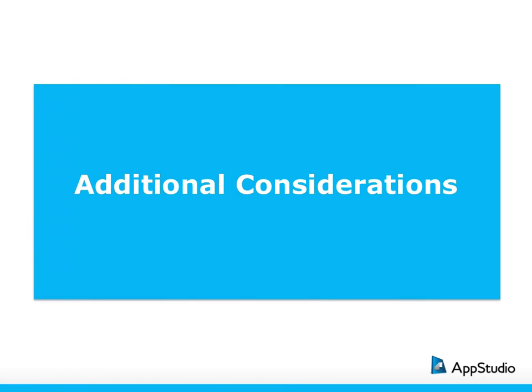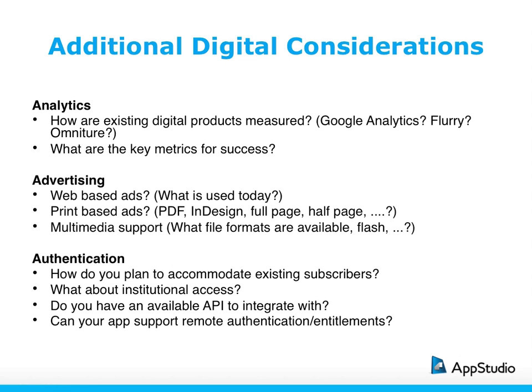Some additional considerations that you may want to think about as you are approaching your project. First of all, it's a digital product. So are you going to want to think about analytics, and how are you going to integrate that into the app? Usually that's dictated by whatever you're using to measure web, and it probably makes sense to go with that solution. So is that supported in the product, or do you need your custom app developer to be able to integrate Google Analytics or Omniture, for example?